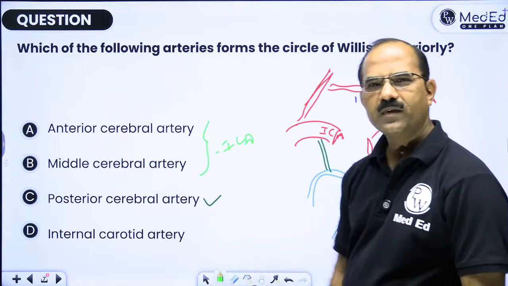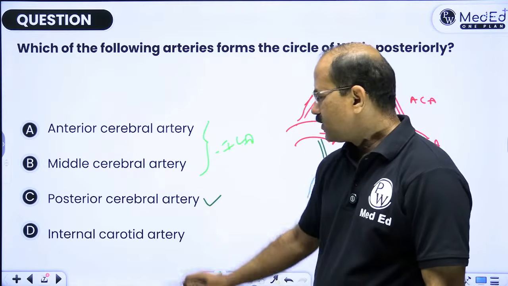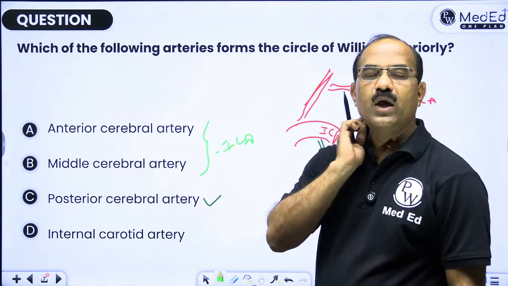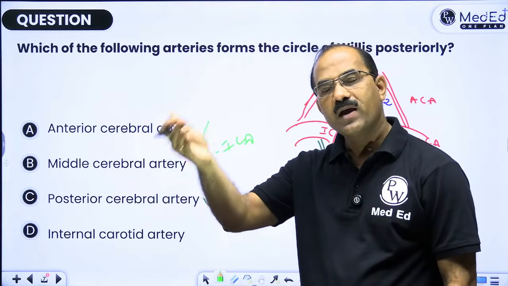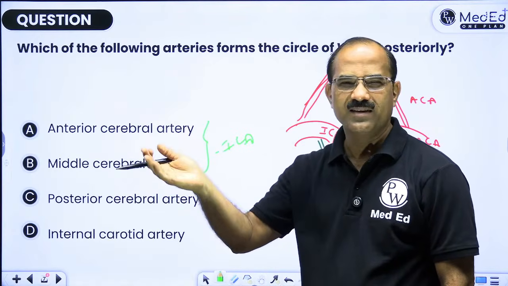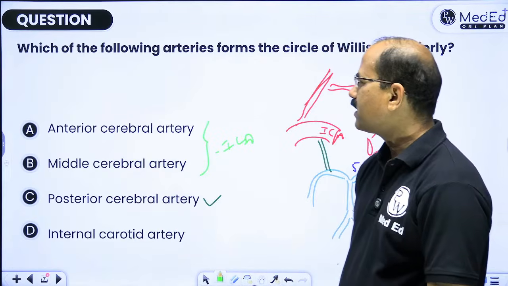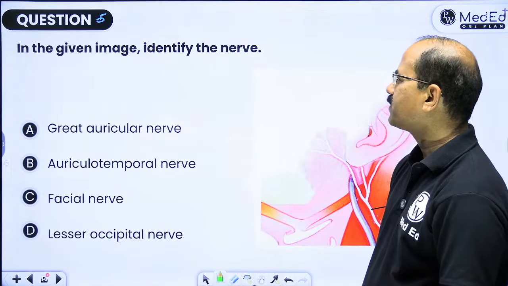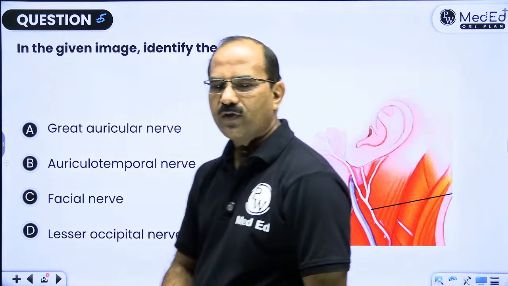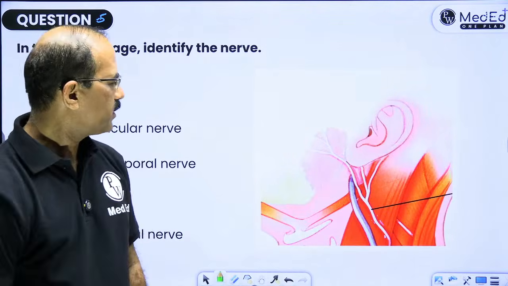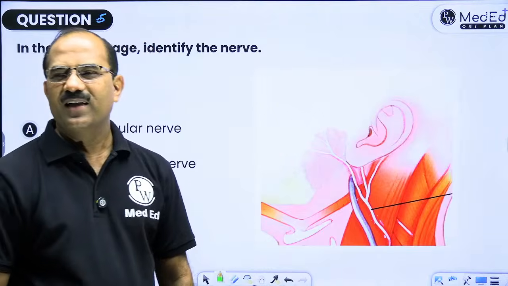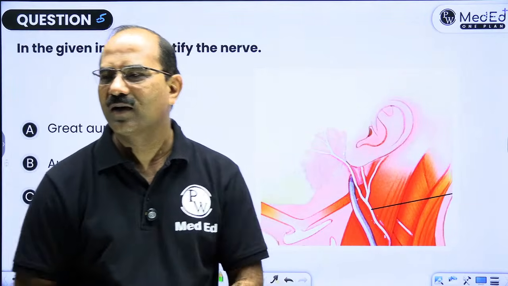Now, this internal carotid artery lies in the carotid sheath along with the vagus nerve and the internal jugular vein. Internal jugular vein, vagus nerve, and the internal carotid artery lie in the carotid sheath. In the given image, identify the nerve. Come on, students, what is this nerve?